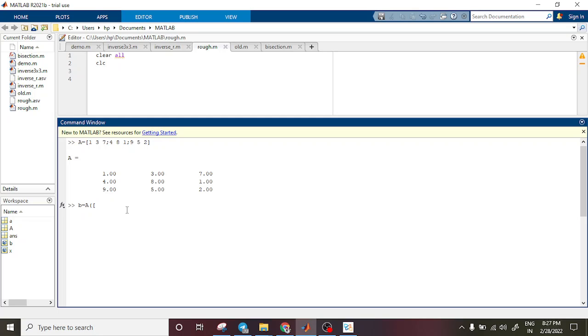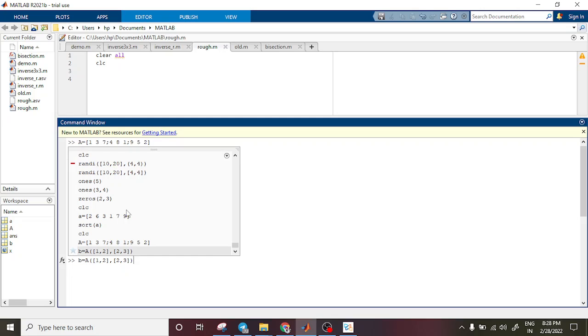First is the first and second row, so I can write 1 comma 2, close bracket, then comma. Now the columns are the second and third column, so I will write 2 3, right? So this will be the column. Now I'm pressing enter. You will get this part only, but the reverse of this is also possible.